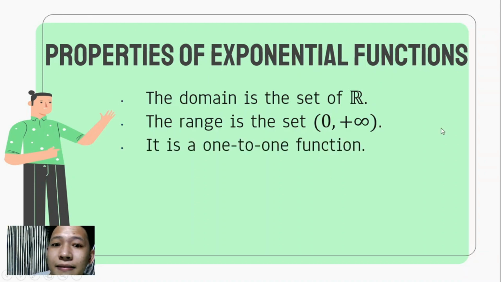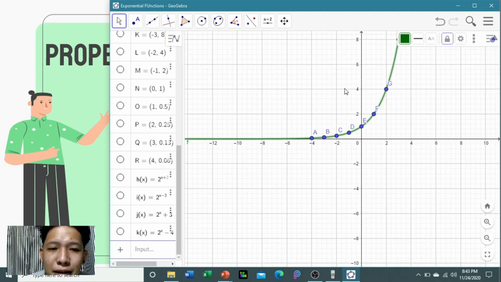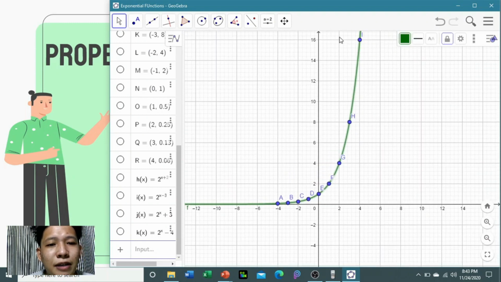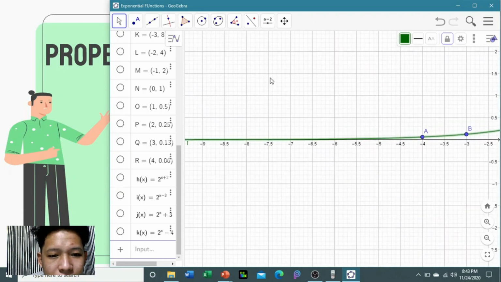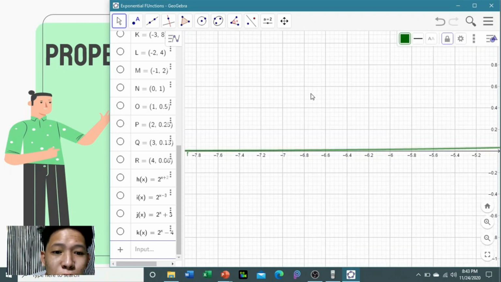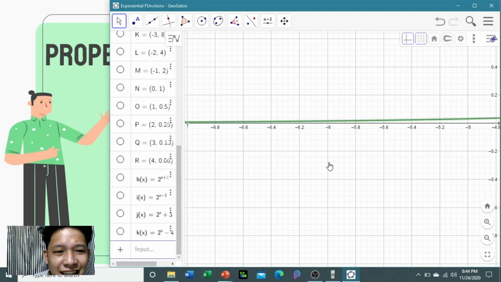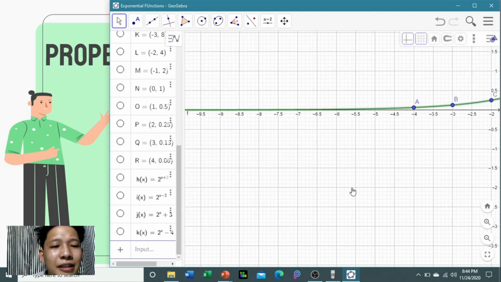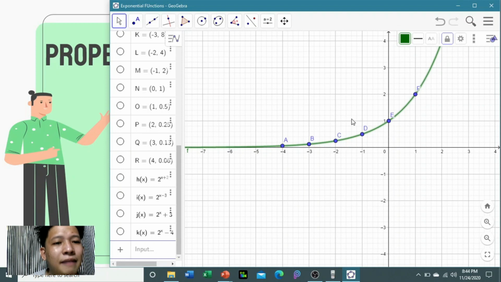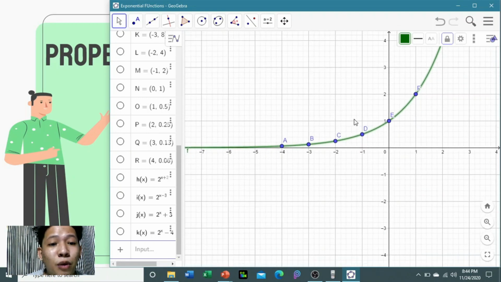It is also a one-to-one function. And paano natin nasabi that this is a one-to-one function? If we're going to draw a vertical line anywhere on the graph, it only intersects the graph at exactly one point, meaning that the graph represents a function. And if we're going to draw a horizontal line anywhere on the graph, which is almost a straight line pero hindi siya actually straight line, the horizontal line will intersect the graph at exactly one point, that is why it is considered to be a one-to-one function.